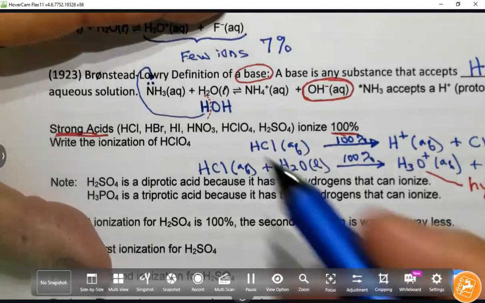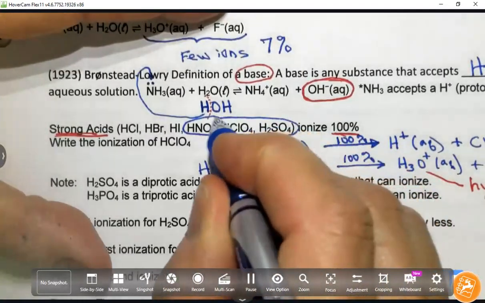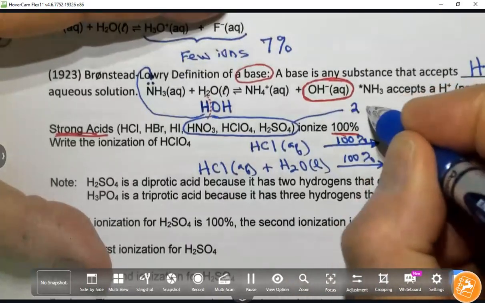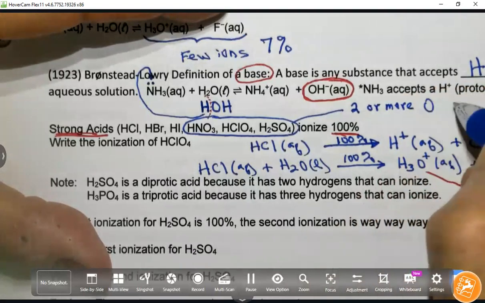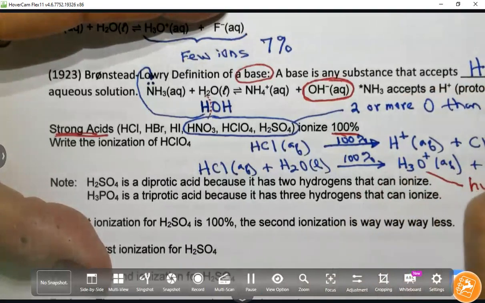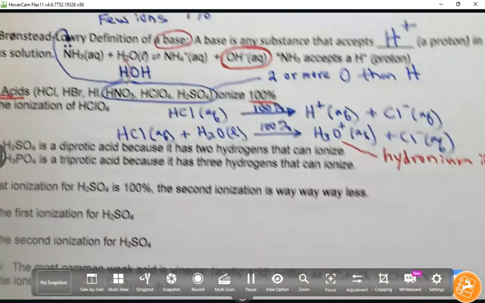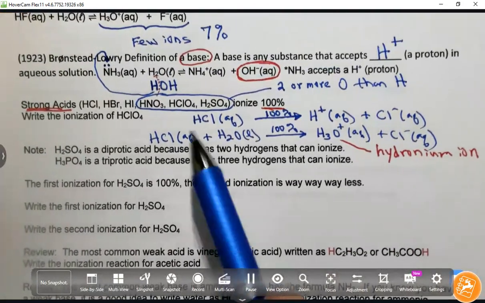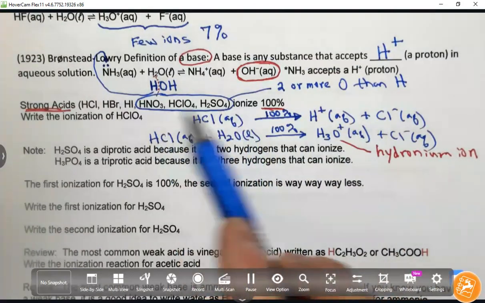Then the key is this. These are strong, and I think I mentioned this in a recording, because you have two or more oxygens than hydrogens. That's kind of a cheater rule. So if it's an oxyacid, if you've got 2 or more oxygen than hydrogen, it's a strong acid.